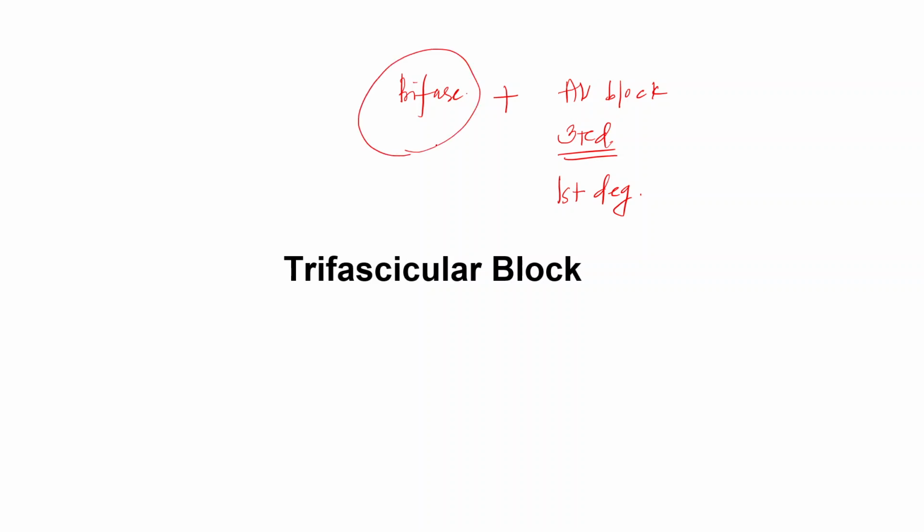So bifascicular block has to be there. That means you should have right bundle branch block plus some axis deviation. Either you may have a left axis deviation or you may have a right axis deviation. If you have a left axis deviation, that means left anterior fascicular block is there. If you have a right axis deviation, you will have left posterior fascicular block. But along with this, you should have an AV block. Okay? AV block can be first degree or third degree AV block.